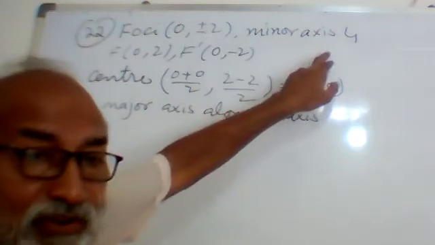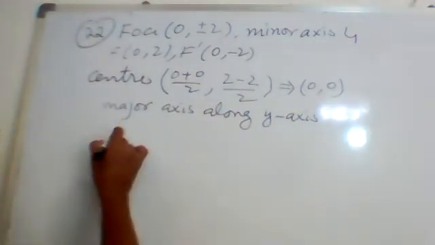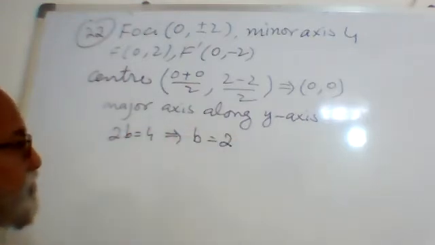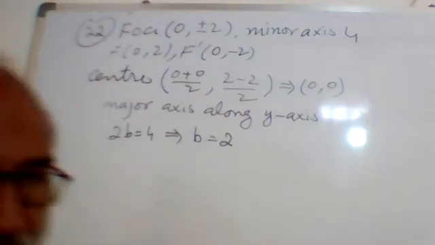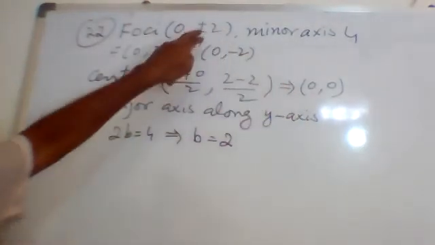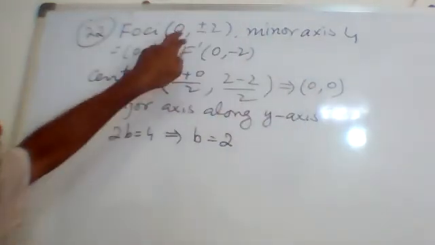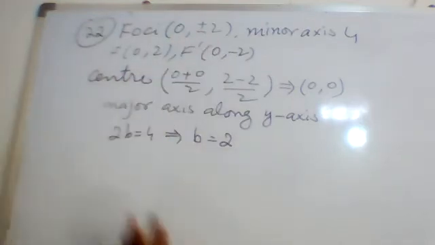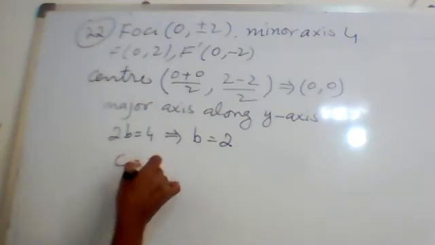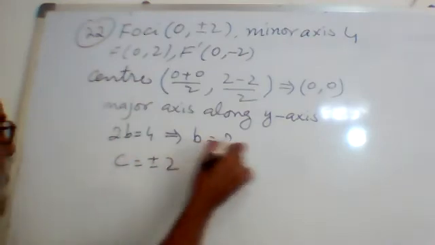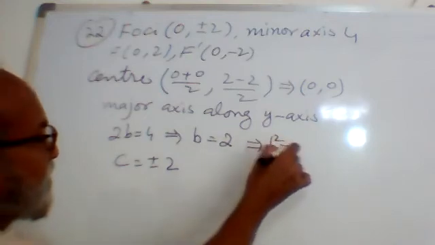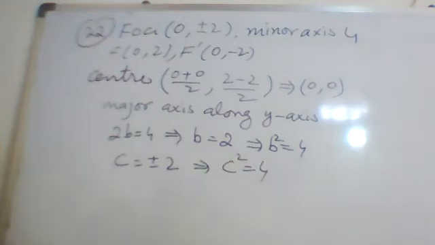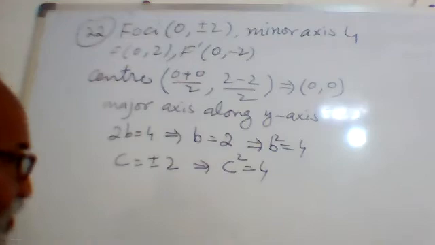Minor axis is 4, so 2b is equal to 4. So b will become 2. C is the distance from the center to the focus. This is 0, no change, and this is plus minus 2. So c will become plus minus 2. So b square will become 4 and c square will also become 4.